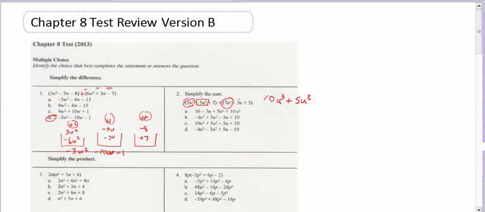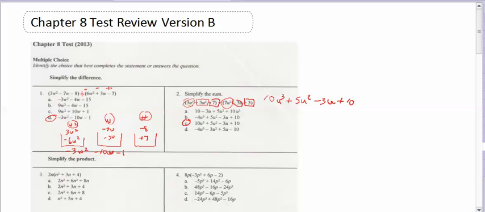And then I just have -3u. And then I have right here a 3 and a 7, which is a 10. So then I look for 10u to the third plus 5u to the second minus 3u plus 10. So it's letter C.